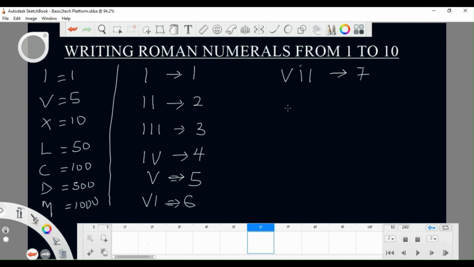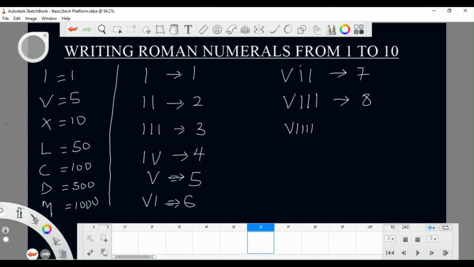To get 8, we have V, which is 5. We have I 6, I 7, I 8. So VIII is 8. Now to get 9, we cannot do this. We cannot add V to 4 I's because we cannot repeat a symbol more than 3 times.